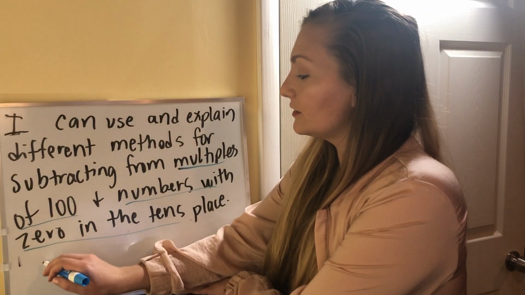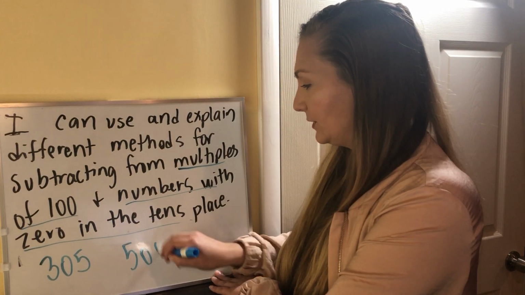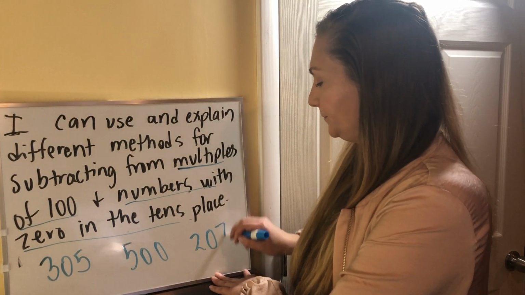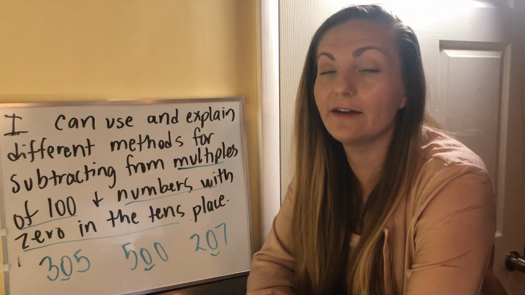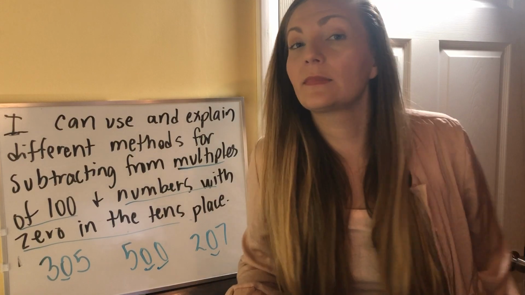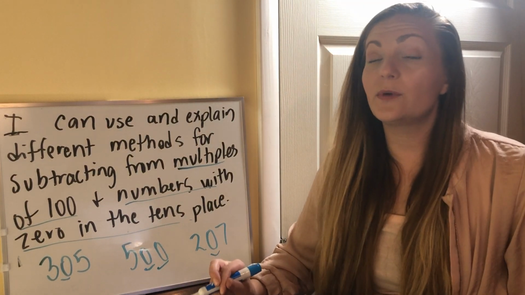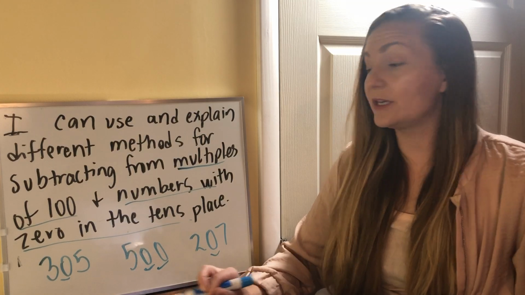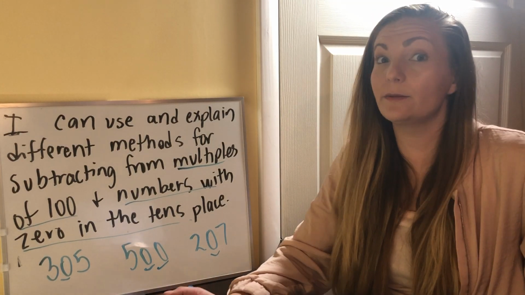Why is it trickier to subtract when there's a 0, like with these numbers? Why is it trickier to subtract when we have zeros here? Because sometimes we have to unbundle or borrow because we can't subtract from a 0. So that's why sometimes we need different methods.